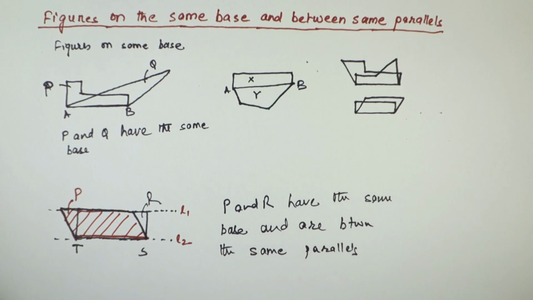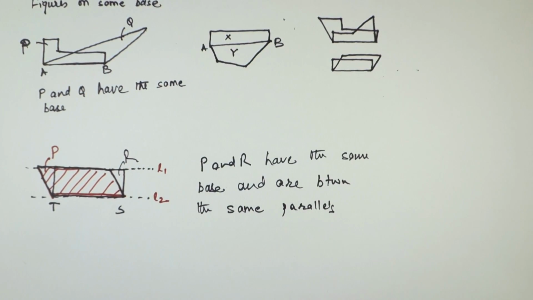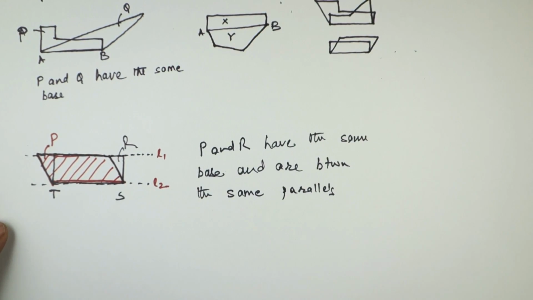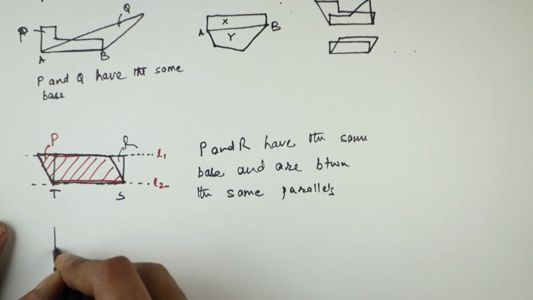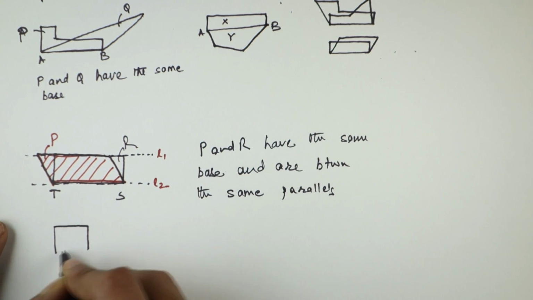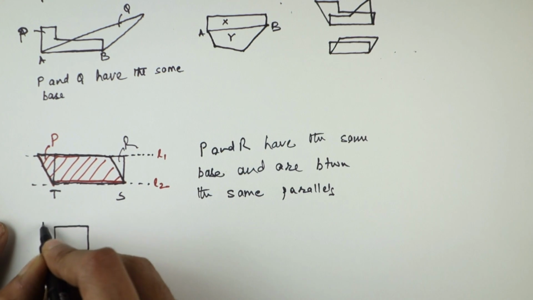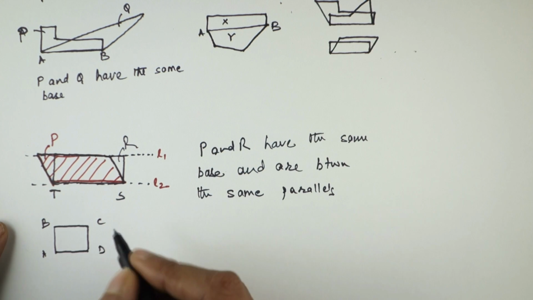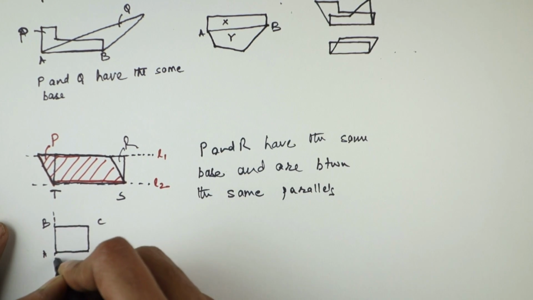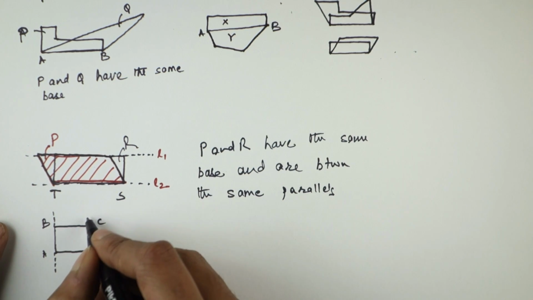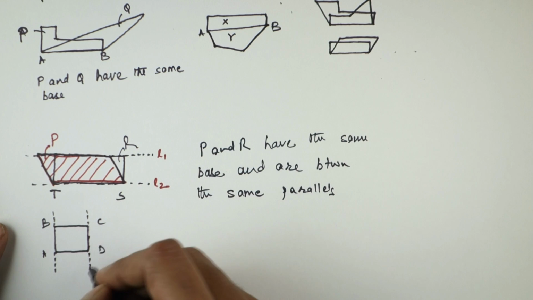Just to elaborate this point a little more, we can actually have figures which will satisfy the statement and look something like this. Let us draw a square. In this square, let's call the vertices A, B, C, and D. We can take any two sides. Let's say that side AB is the base, and if you extend this segment CD, then we get the two parallel lines.